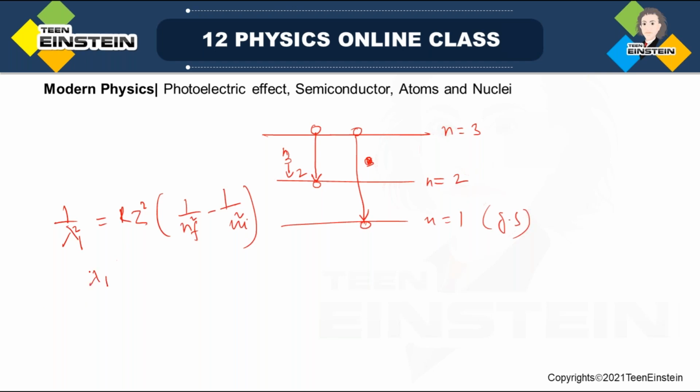1 by lambda 1 square is equal to R, let it be Z is 3, sorry, Z squared. And this is 1, final square is 1, suppose this is 1 and this is 3 square, so this is 2, we'll write already, so this 4 into this is 1 square, so this will be 8 by 9.